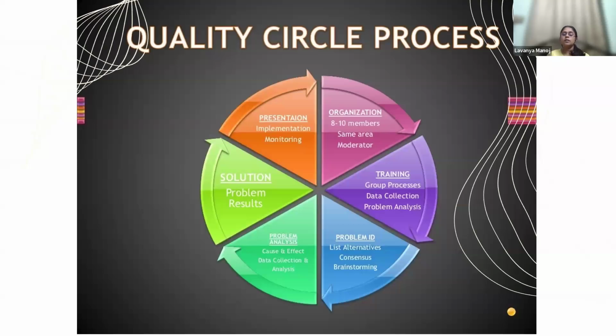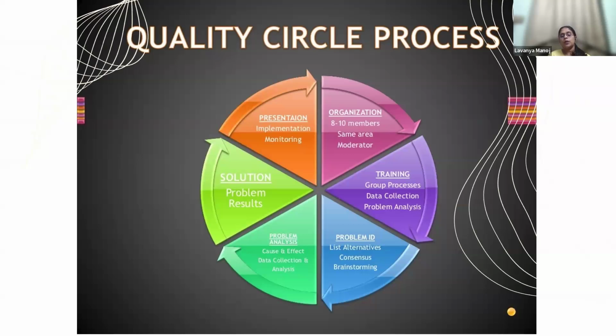So this is the process. First, initially a few employees, a few workers among the team, have to volunteer themselves for becoming a member of this quality circle. Once that is done, each one has to be trained or given an idea of how to go with this quality process.